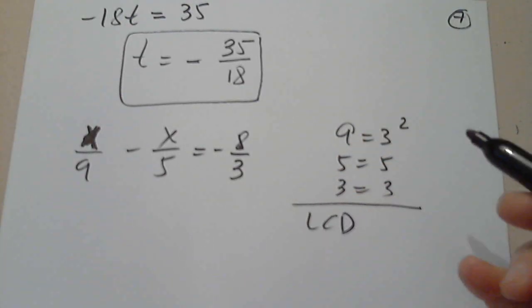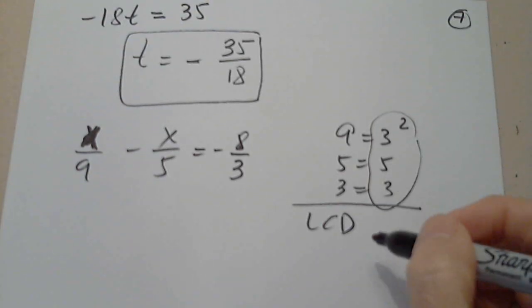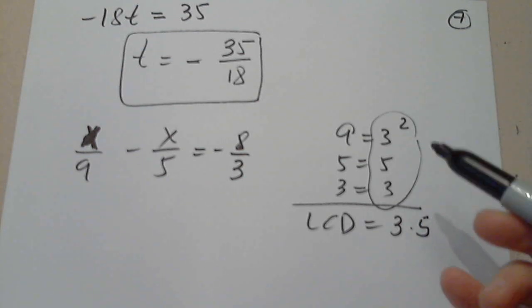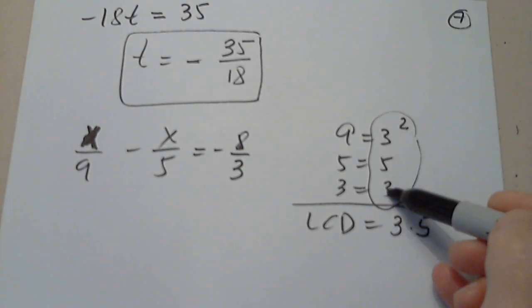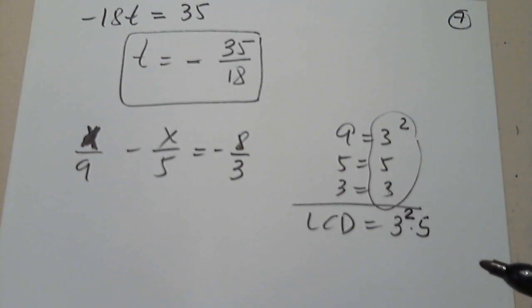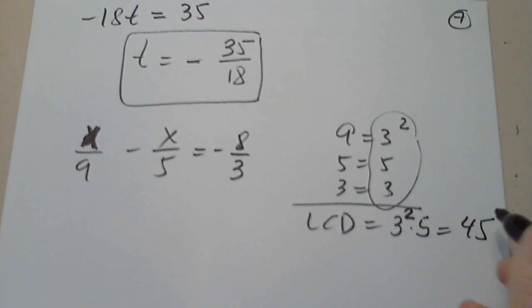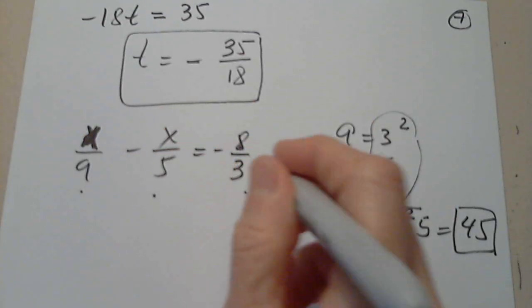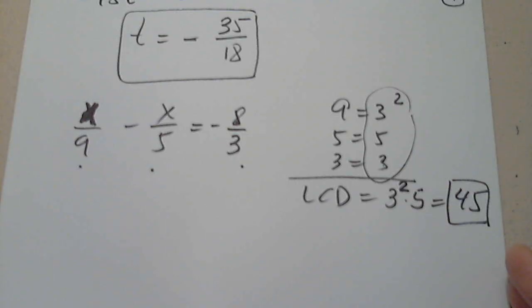The least common denominator, how many different factors I see here? Well, I see 2 different factors, 3 and 5. 5 has power 1, but I have to choose the largest. I'm not adding powers. I have to choose the largest power, and the largest power is 2. So this is 45. So this is the least common denominator, and this is what I need to multiply each and every fraction, each and every term, everything by 45.